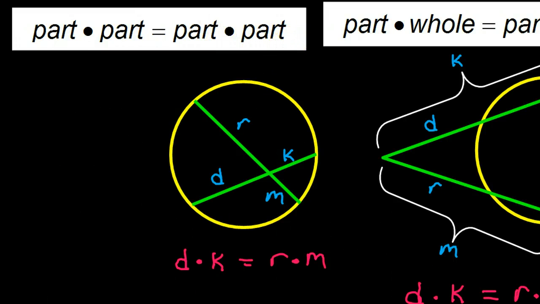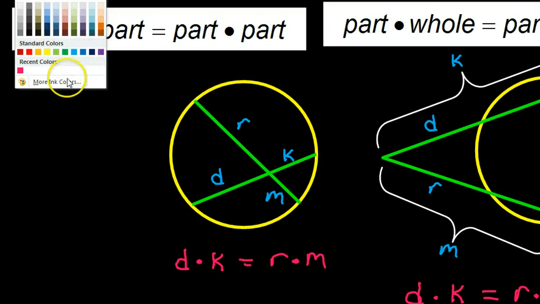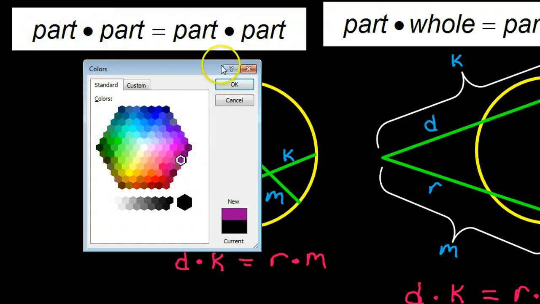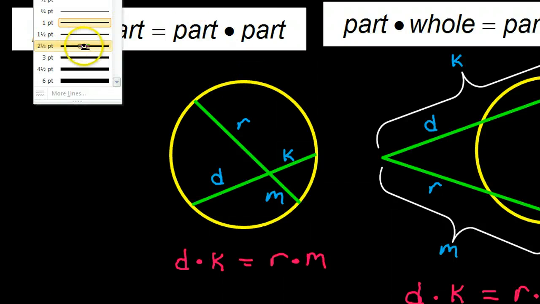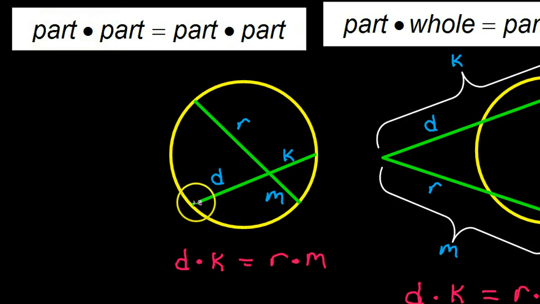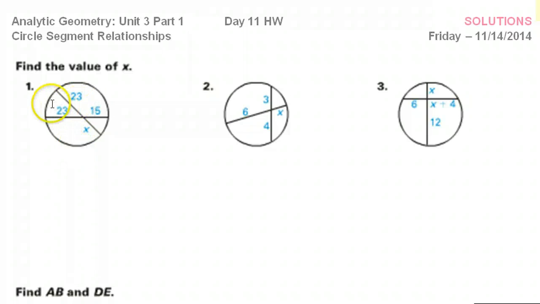So for example, if you were to look at this chord first, the parts are D and K, so we would say D times K equals, and then the two parts of the green chord are R and M, so R times M. D times K equals R times M. Part times part equals part times part. So that's what we are dealing with when we look at problem number one.